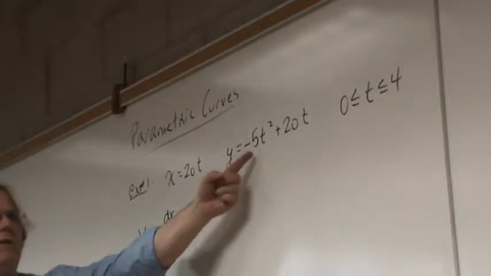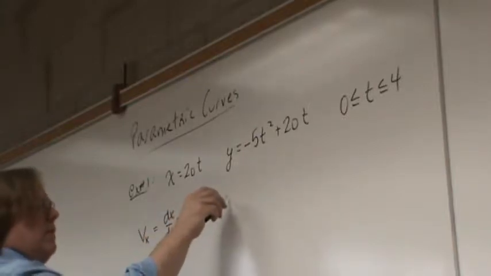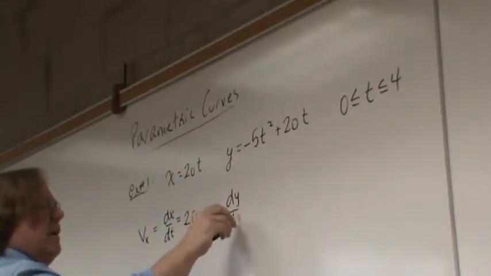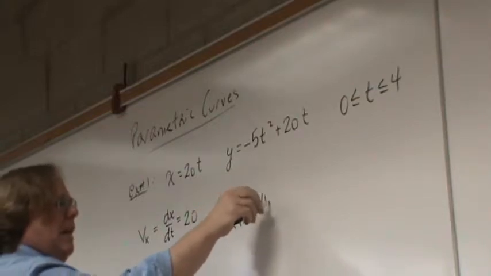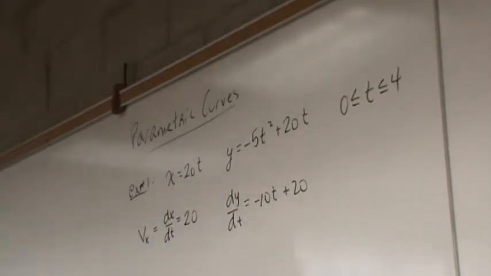You tell me, what can you tell me about the velocity in the y direction? What's that, Fatima? It's decelerating. Okay, cool. She's saying it decelerates. Is everybody in their heads taking the derivative of that? Okay, so let's go for it. Let's take the derivative of y with respect to t. So I get negative 10t plus 20. Good. She's right.